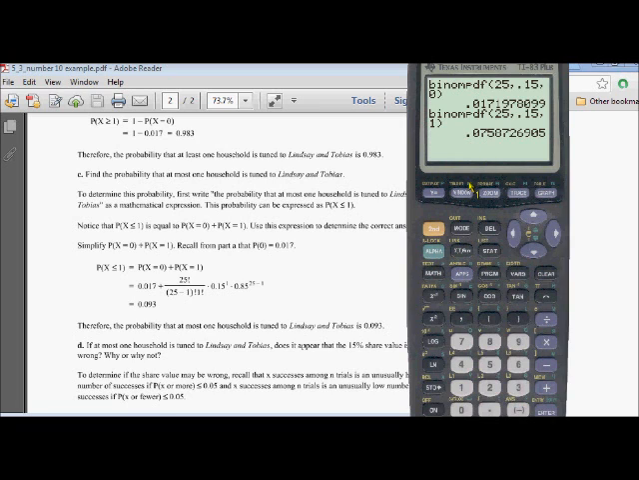0.0758, which is approximately 0.076 plus 0.017. Enter. Whoa, 0.093. And I have finished this problem.